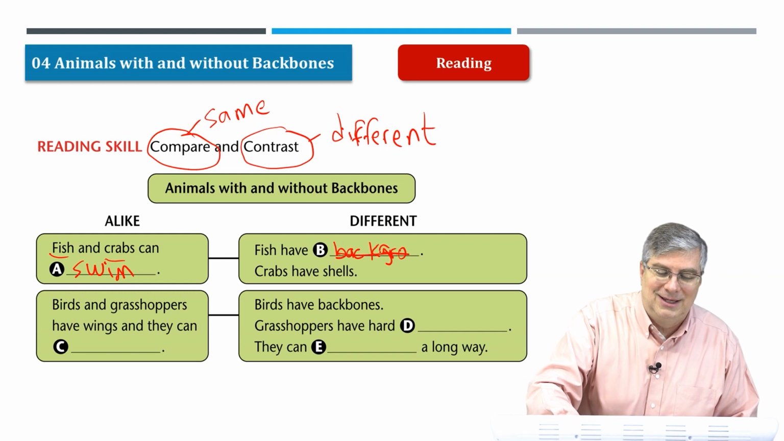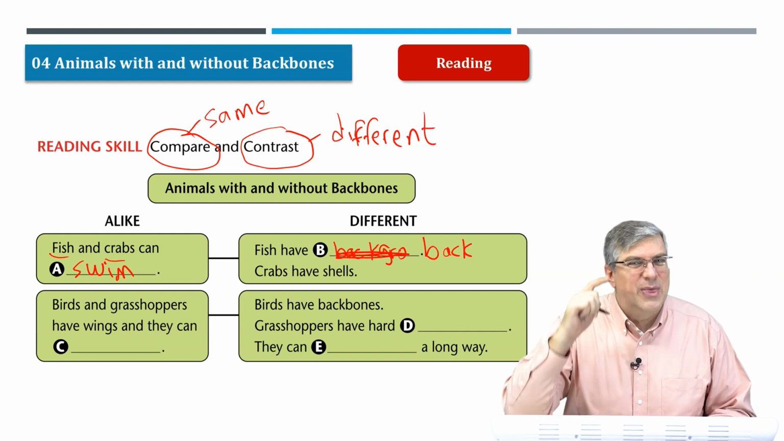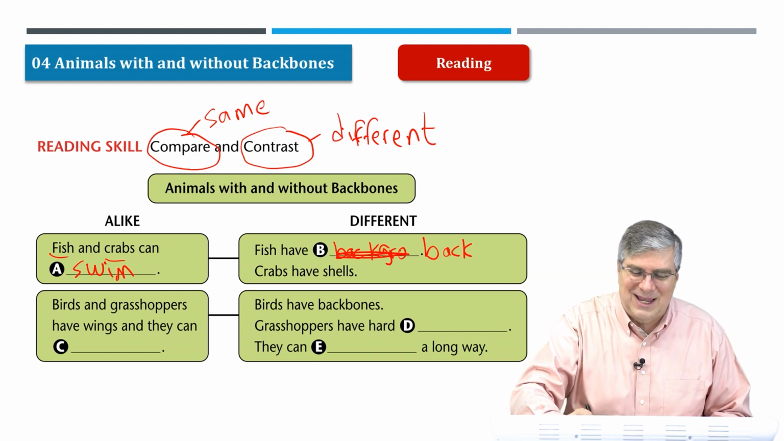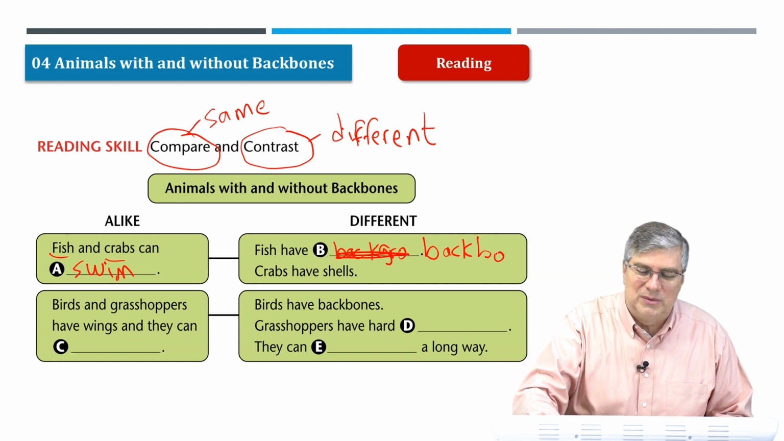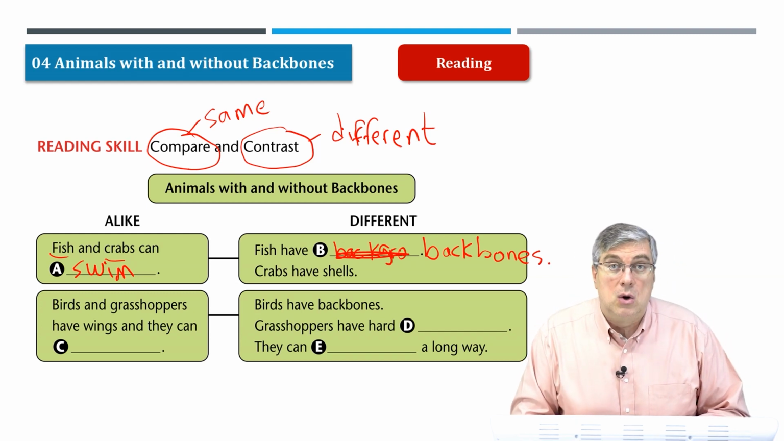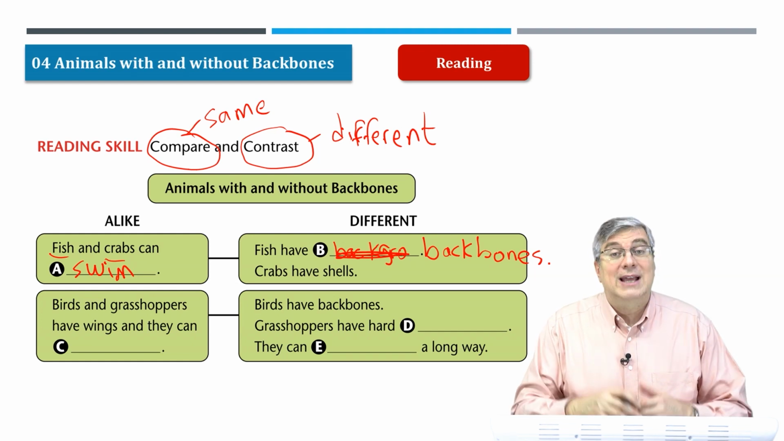What am I doing? Sorry about that. I was typing background because I was writing and thinking at the same time. Oh, speaking and writing, and that never works, okay? So backbones. Fish have backbones, not backgrounds. That's strange. Fish have backbones. Crabs have shells, okay? That's how they're different.